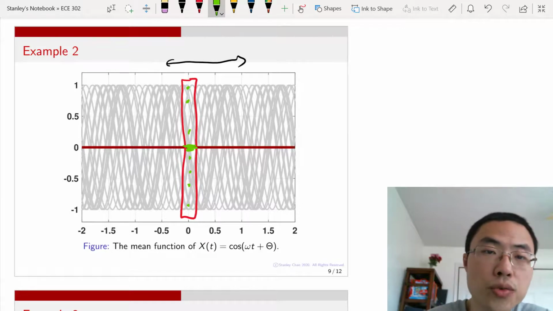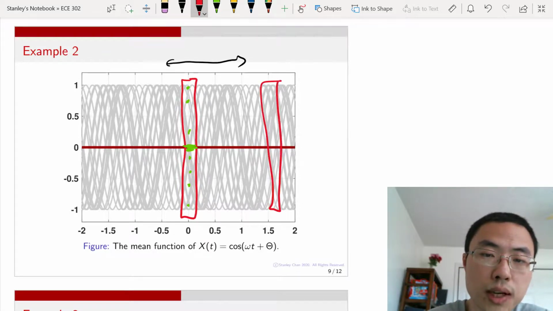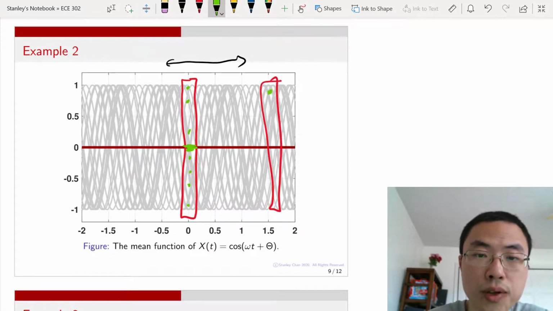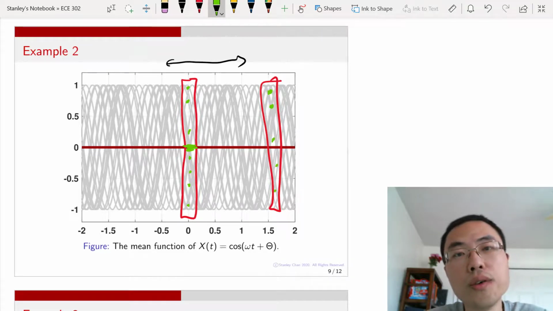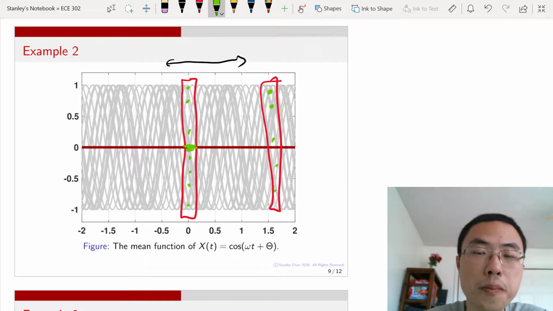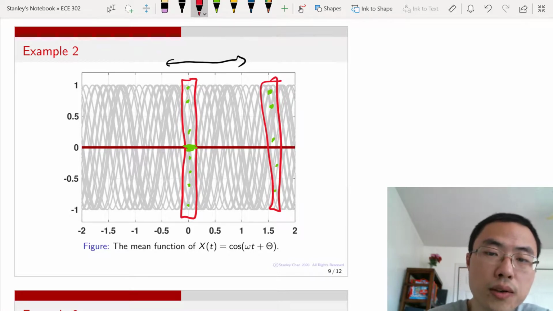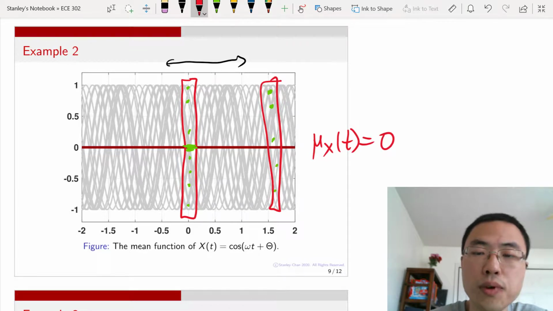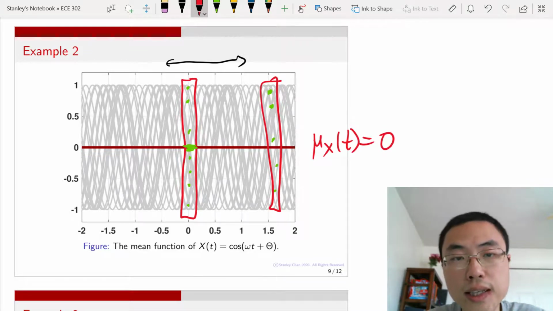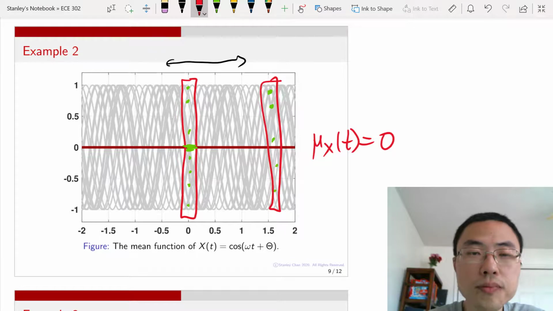You go to another window. That is another random variable. You get a point here, a point here, a point here, a point here. You get 0 again. And therefore, what is the mean function? Mu x of t is 0. That is the statistical average.